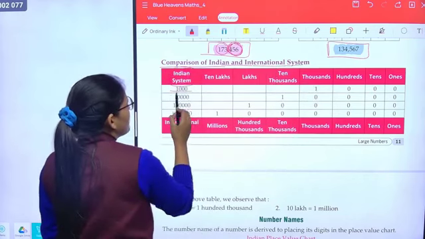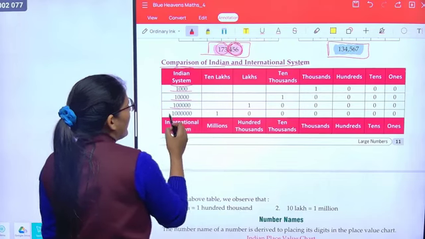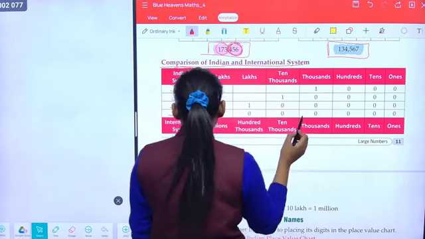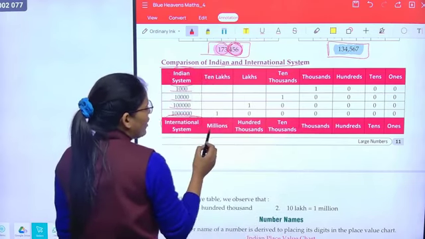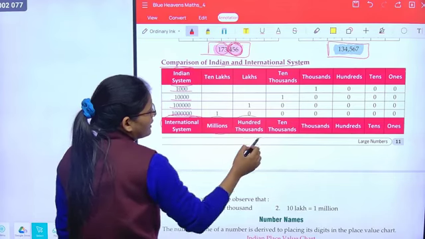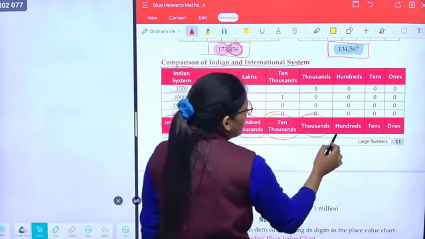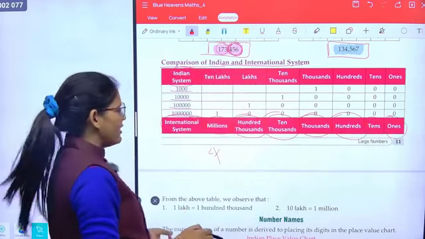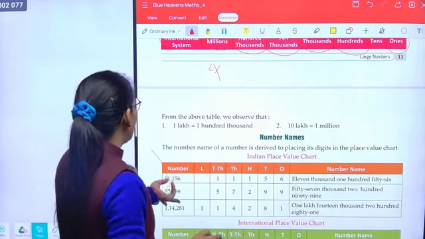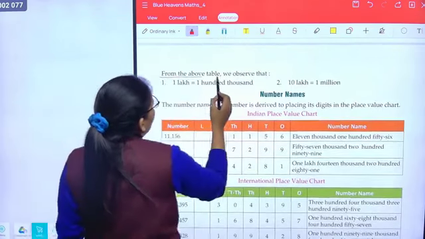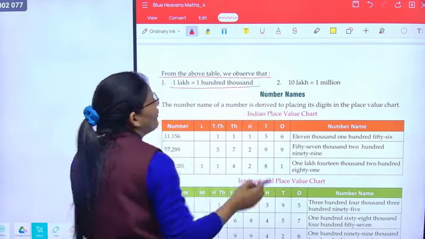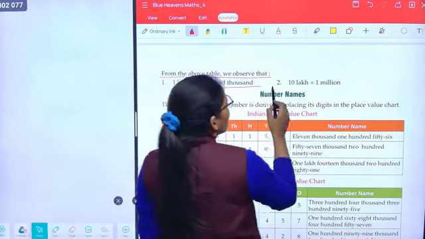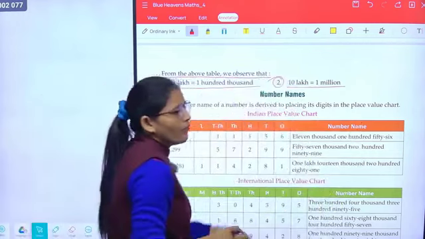Comparison of Indian and international system. Indian system: 1,000, 10,000, 1 lakh, 10 lakh. Now international में क्या होगा, millions, 100,000, 10,000, 1,000, 100, tens and ones. यहाँ पर lakh नहीं होता इंटरनेशनल में. अंडरस्टैंड? From the above table we observe that 1 lakh is equal to 100,000. I told you. Now 10 lakh is equal to 1 million.